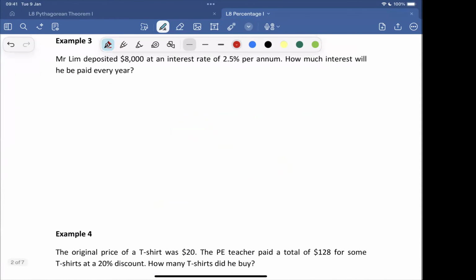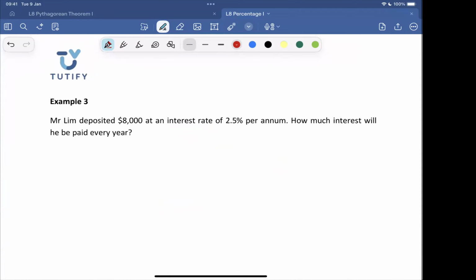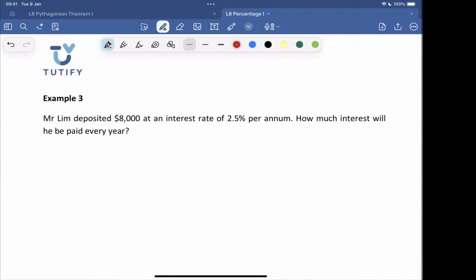Okay, let's look at example 3. Mr. Lim deposited $8,000 in the bank at an interest rate of 25% per annum. Can I ask Oliver? Hey, Oliver. Oliver, webcam on. Okay. Karthik, webcam on.